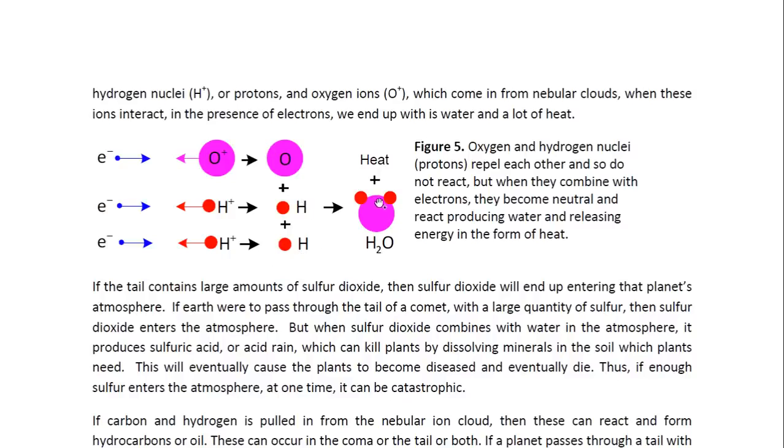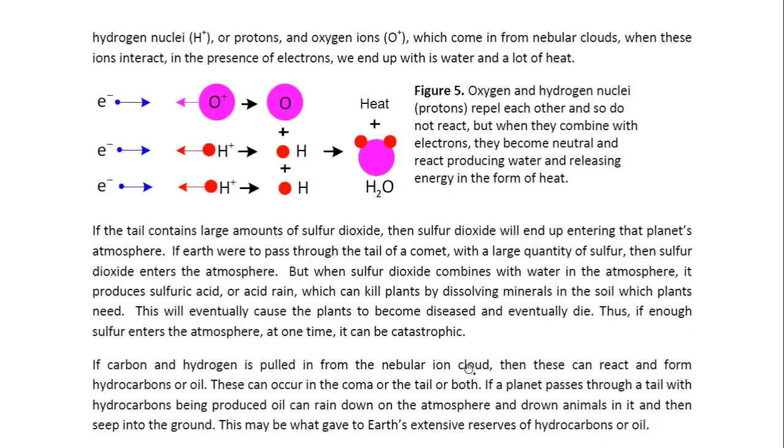This chemical reaction releases a lot of energy in the form of heat, and that goes into heating up the comet. But the reason why these ions do not interact unless they have captured an electron is that they are positive, and positive particles repel each other, so it's difficult for them to react. So they have to become neutral before this reaction can occur.